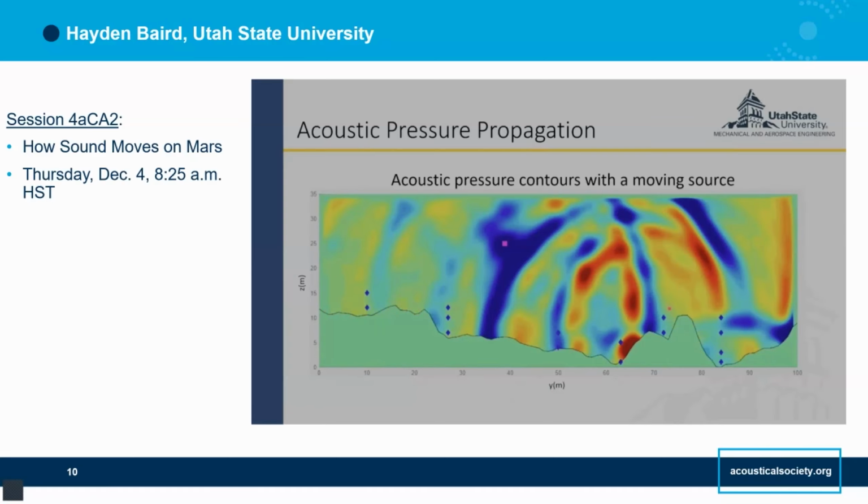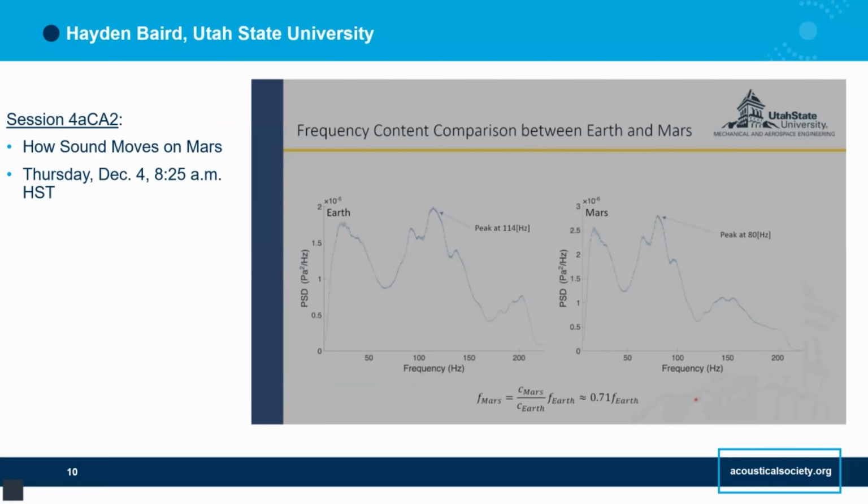So what kind of signal does one of these microphones pick up? These figures represent the signal recorded by a receiver at an identical location in the terrain, with the only difference being the atmospheres being simulated. What we see between the two signals is a similar overall frequency profile, with the only difference being the Martian frequencies being shifted leftward to lower frequencies. This shift can be quantified based off of the ratio of the speeds of sound.